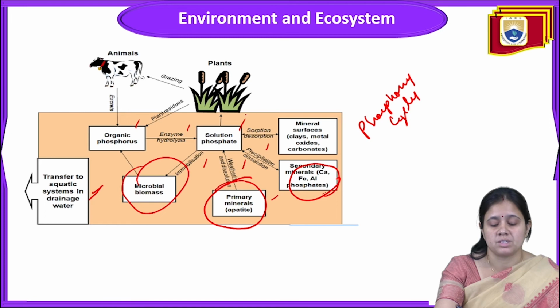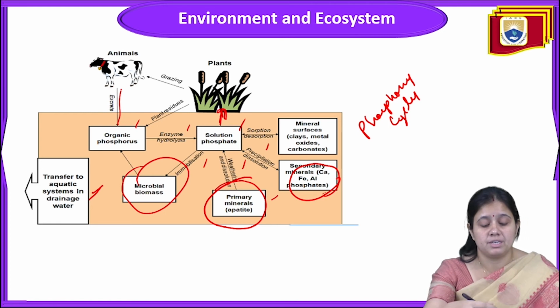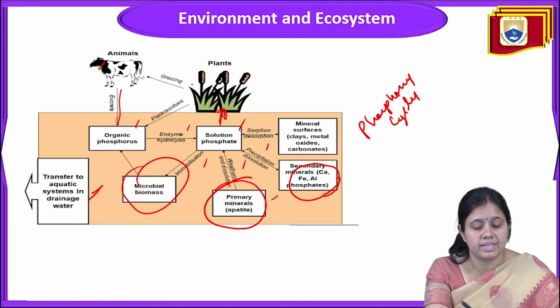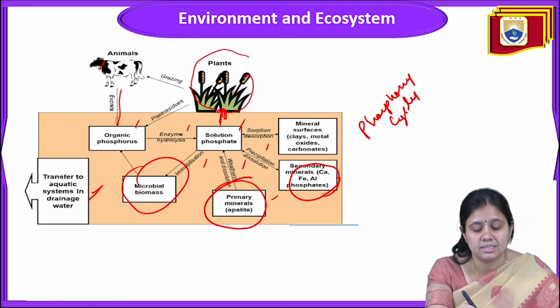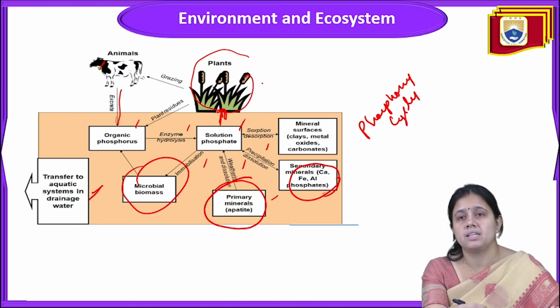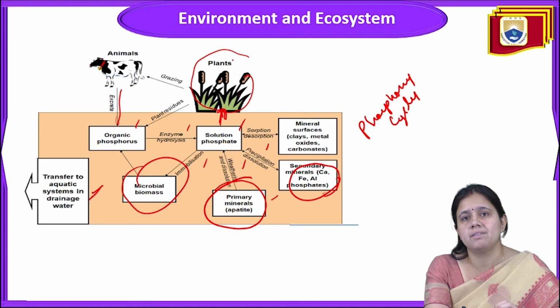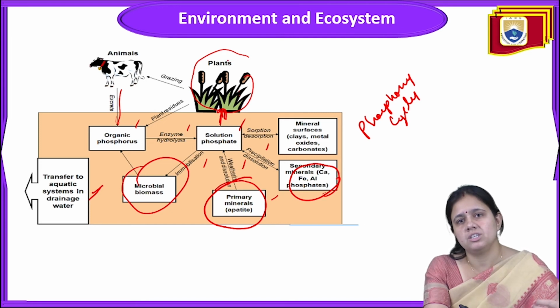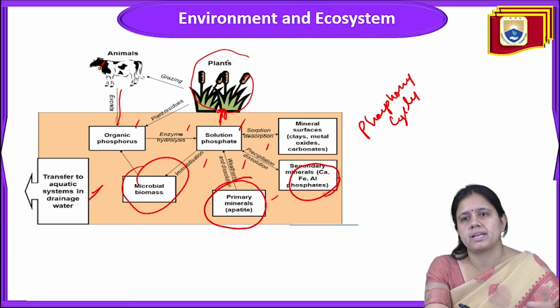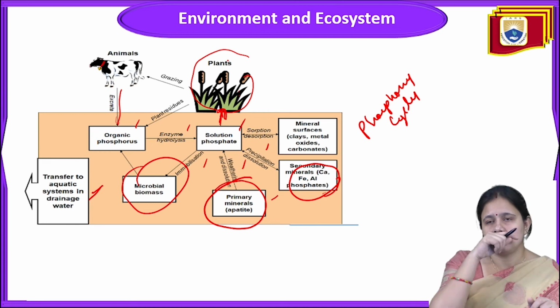or solution phosphate. Solution phosphate is taken up by the plant, and then organic phosphate will come from the excreta of an organism. So the plant will take this solution phosphate, and then the plant will be grazed by the cattle, and they will bring that phosphorus back into organic phosphorus in the form of excreta. So this picture is about the phosphorus cycle.